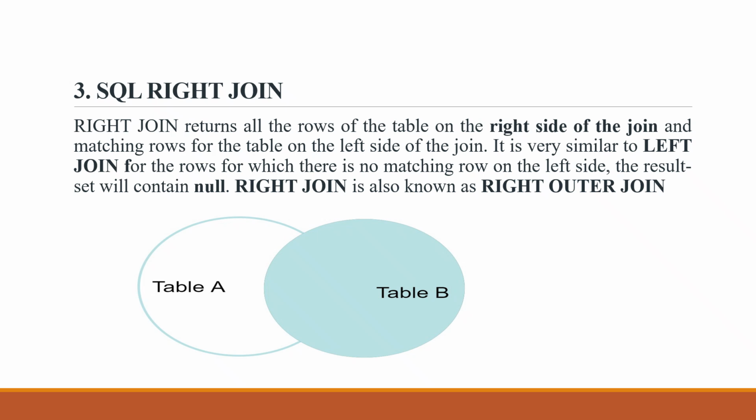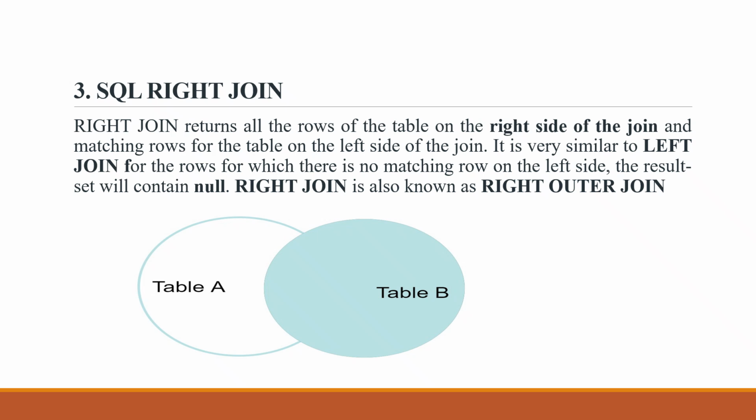Third type in SQL join, right join. The right join returns all the rows of the table on the right side and matching rows from the table on the left side of the join. It is very similar to left join. For each row where there is no matching row on the left side, the result set will contain null. Right join is also known as a right outer join.